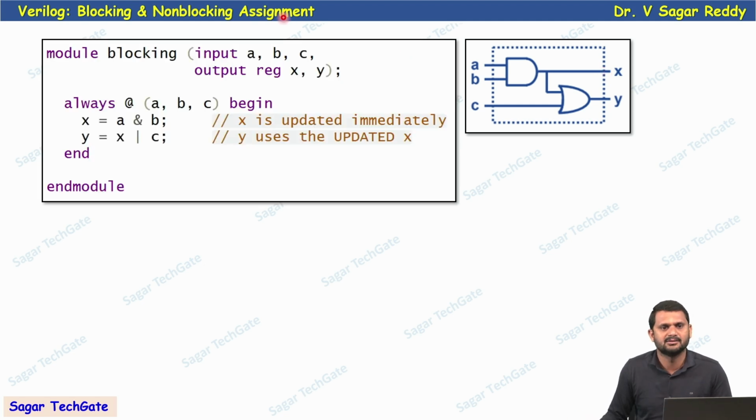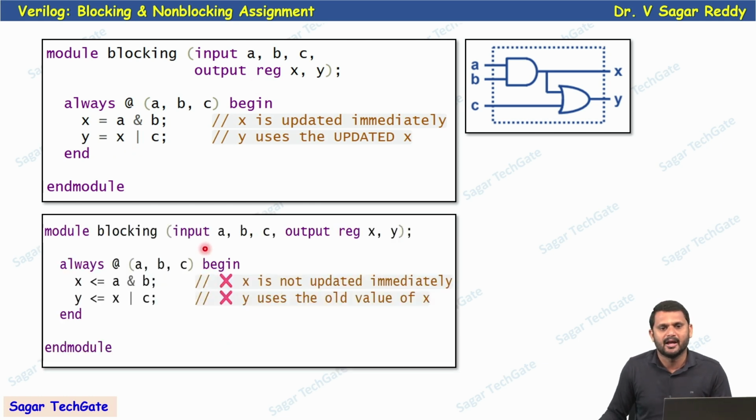Simply we can write: module blocking, input a, b, c and output reg x comma y. Always at the rate a, b, c changes, then we evaluate x equal a and b, and we should find y equal x or c. This is the correct way to write Verilog code for the given design. Now x and y should be reg type. Already we discussed that the LHS in a procedural block is always a reg type. By default all are wire type. If you want to use them as LHS variables in the procedural block, you should declare those as reg type.